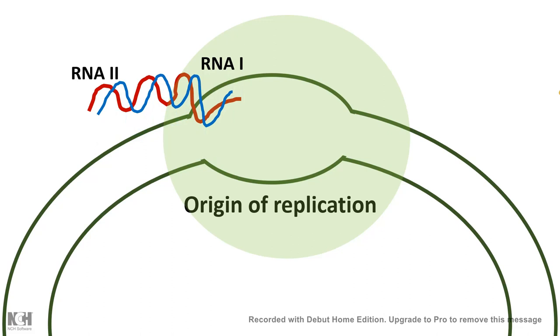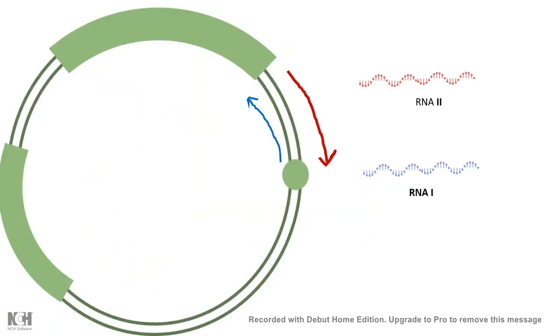Now, as a result, when RNA1 and RNA2 make a hybrid, RNase H cannot bind, and no primer for replication is there. So replication cannot start. Now, the bacteria cannot make new copies of the plasmid, right? So most of the low copy number bacteria have this RNA1 and RNA2 production simultaneously. As a result, copy number is kept in check.